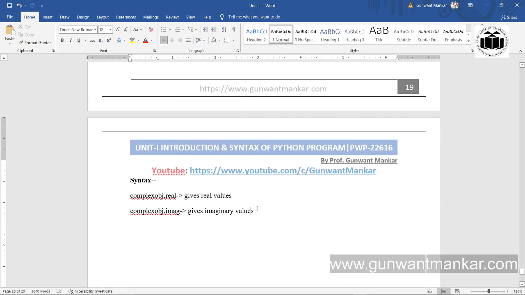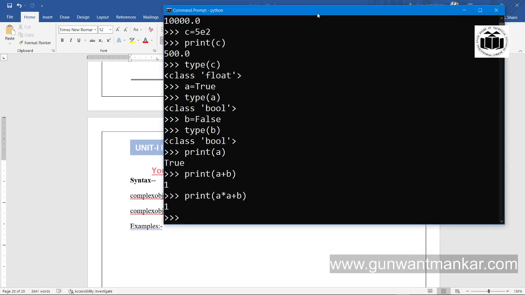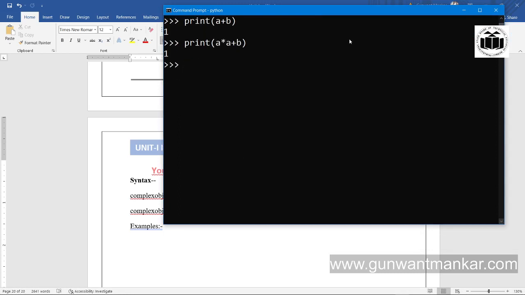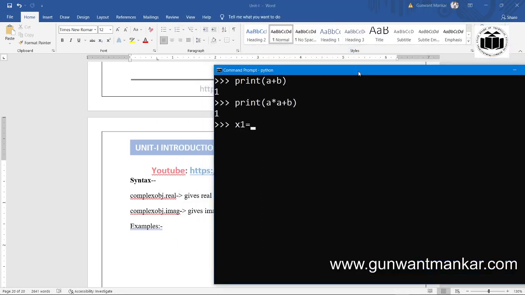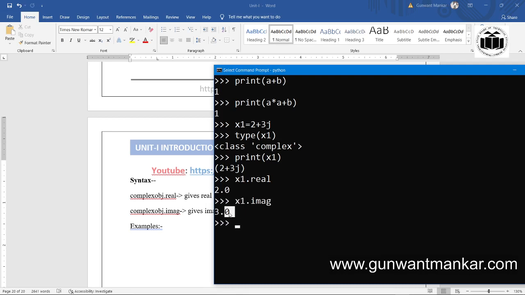Okay, now let us take examples. Let us open our Python command prompt. Take x1 is equal to 2 plus 3j. Want to check the type? Type of x1 shows the class is complex. Print the value x1. Now see what is real and what is imaginary: 2 is real and 3 is imaginary. Can you extract that part? Yes. What is the syntax? Complex object, x1 dot real, it will give the real part. Now x1 dot imag will give the imaginary part.